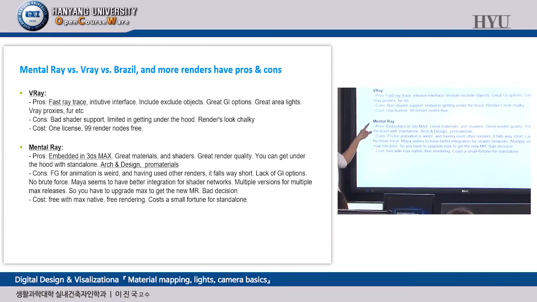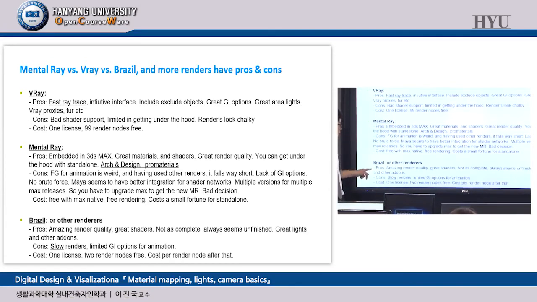Anyway, pros: Mental Ray, Arch and Design material. Arch and Design means architecture and design. Okay, lots of materials available. Autodesk material presets. Some other renderers are also available, but basically we're going to use Mental Ray on top of 3D Max. But actually, if you use V-Ray, your output is usually very soft, okay?